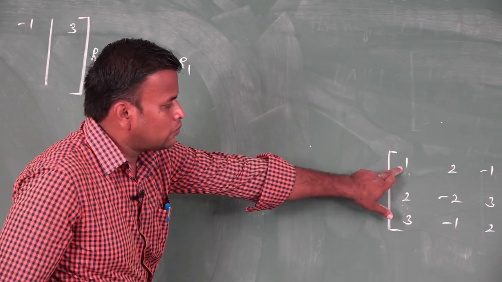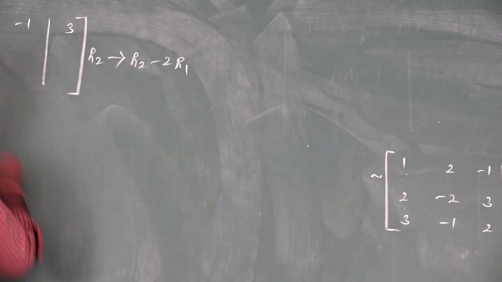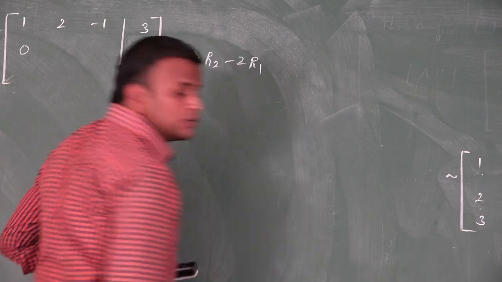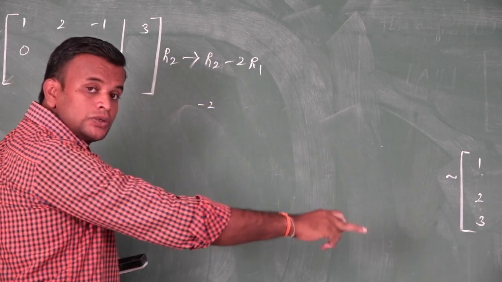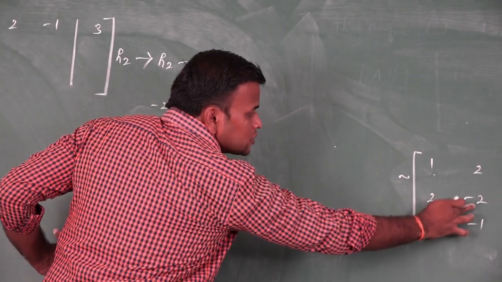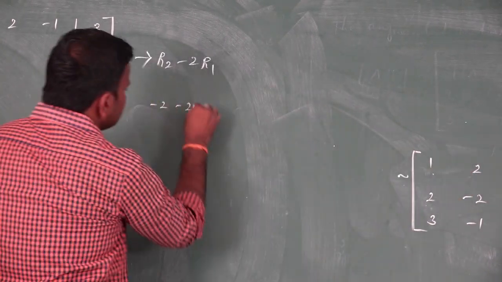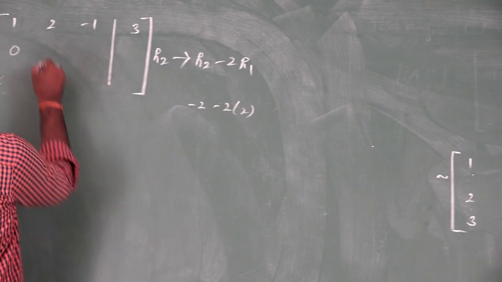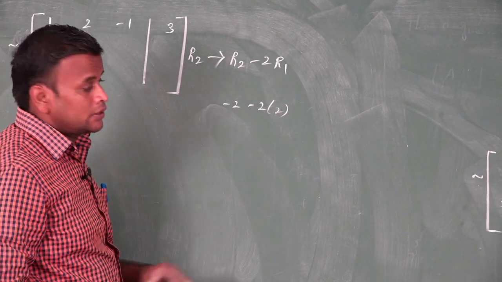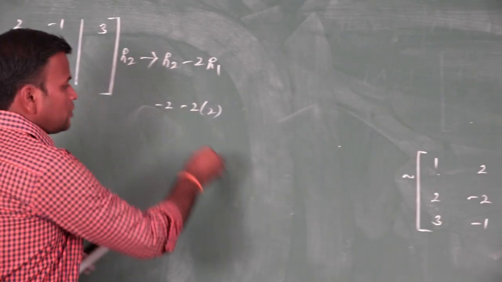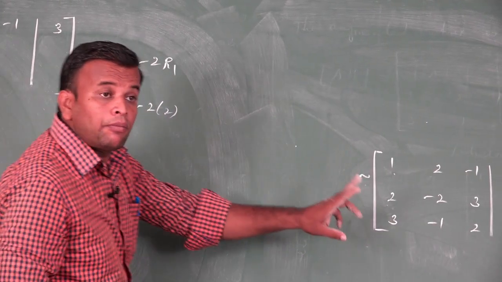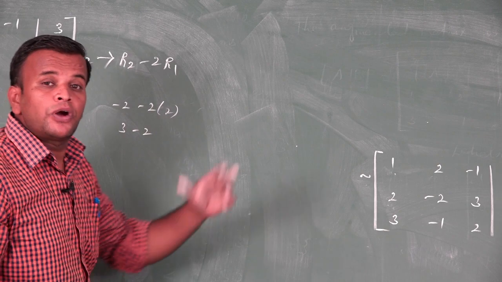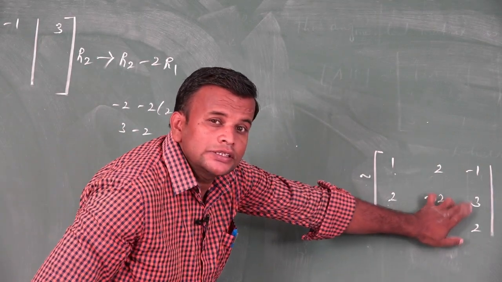Now 2 minus 1 to 2. 2 minus 2 is 0. Now the next element is also very important. You see that element is minus 2. We write R2 as R2 minus 2 times the corresponding element in R1, which is 2. Minus 2 minus 4 is minus 6. Next element is 3. For identification I write here 3 minus 2 times the corresponding element of 3 in R1, which is minus 1.